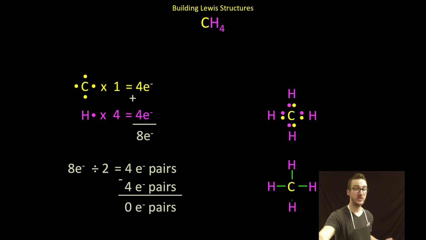Keep in mind that you can also show all of those shared pairs of electrons by drawing a dash. Keep in mind, each dash represents 2 electrons or 1 pair.